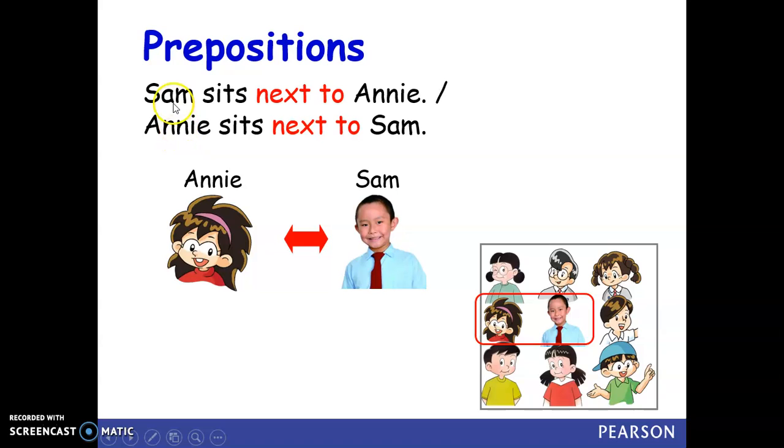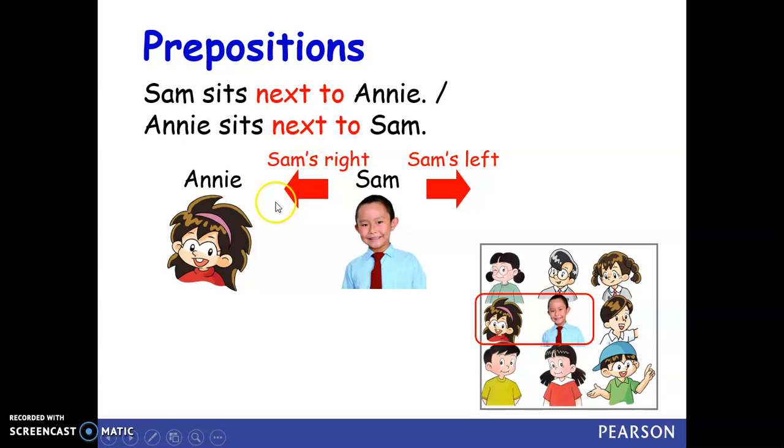So, of course, first you can say, just easy, simple, you can say Sam sits next to Annie and Annie sits next to Sam. Next to is very easy, just means they are very near to each other. Okay, so let's take a look. Now we have Sam's left and Sam's right. So, Annie, do you think Annie is on Sam's right or Sam's left?